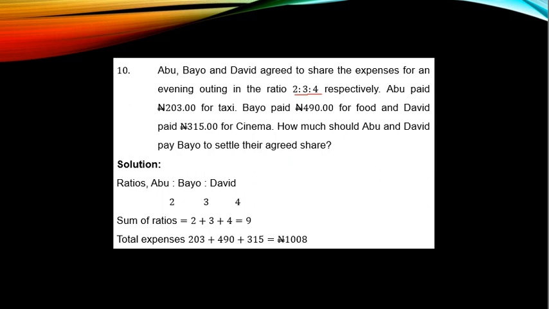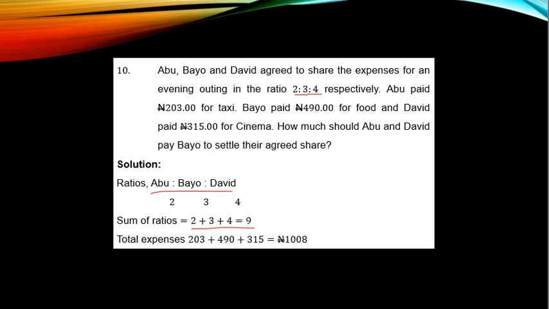Okay. So in this place, we need to know the total expenses, then share it among the 3 of them, then we get the difference for them to balance Bayo. So ratio will be Abu ratio, Bayo ratio, David ratio, that is 2 ratio 3 ratio 4. So sum of ratio is 9.